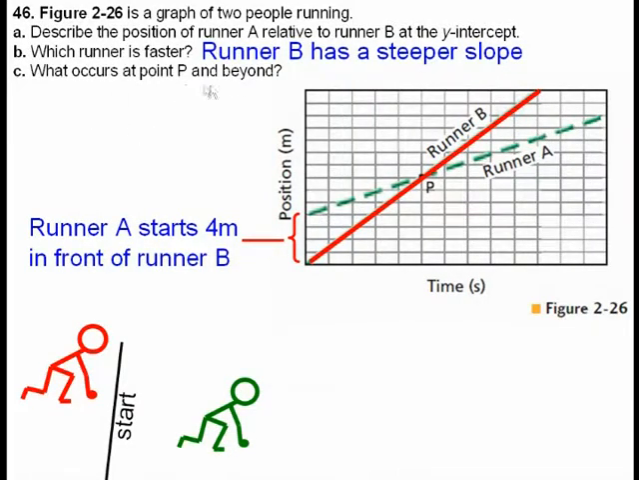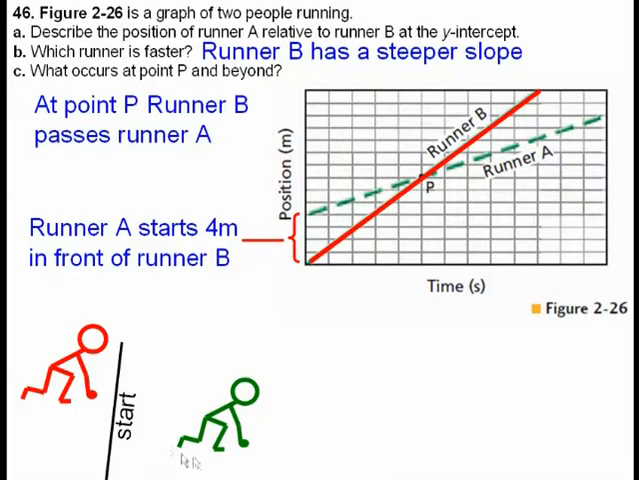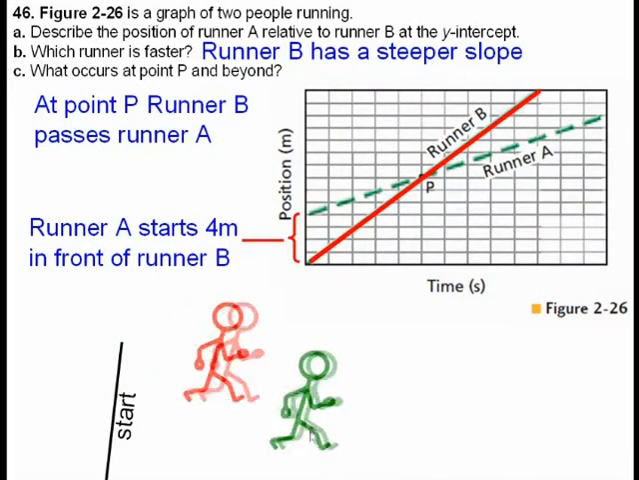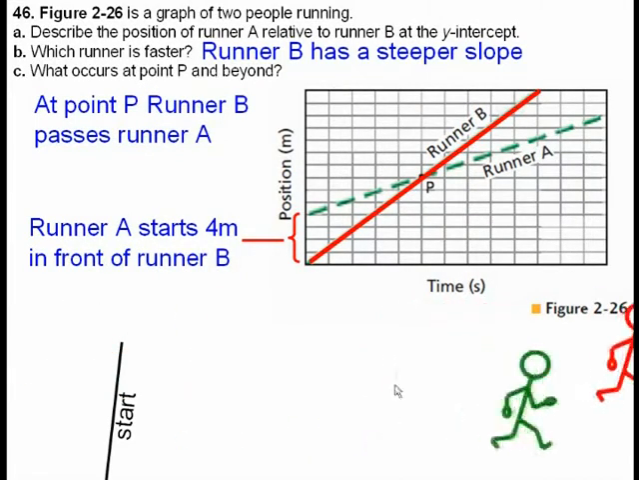Last question, what occurs at point P? Right at point P, you can see they're in the same position at the same time. And then after that, now runner B has a farther position than runner A. So this is the point where runner B is passing runner A. So on my animation down here, the 2 guys run right here when they're at the same point at the same time. That's point P. And then after that, runner B is in front of runner A.